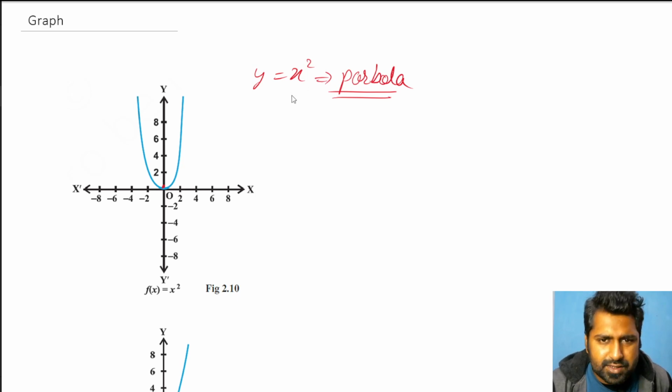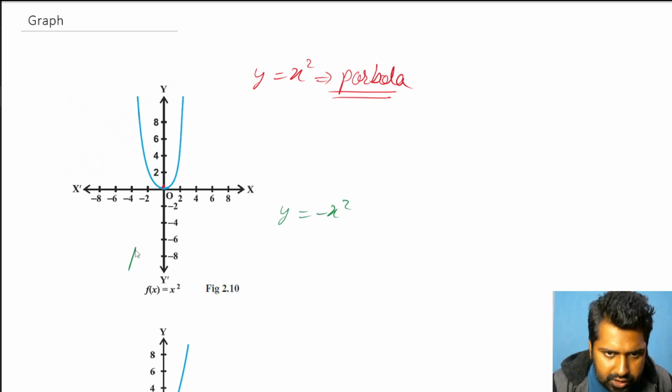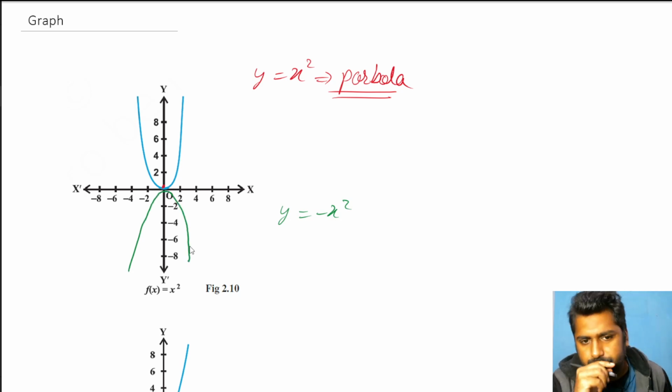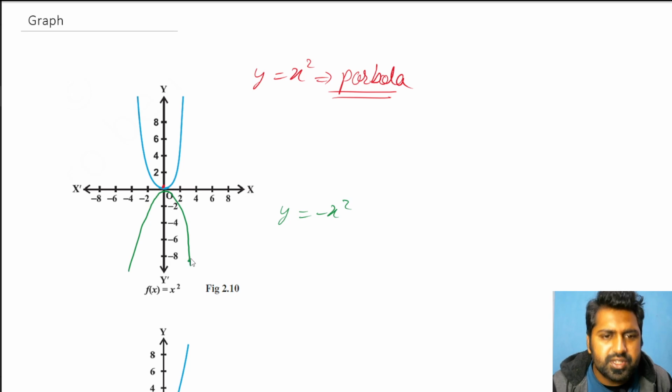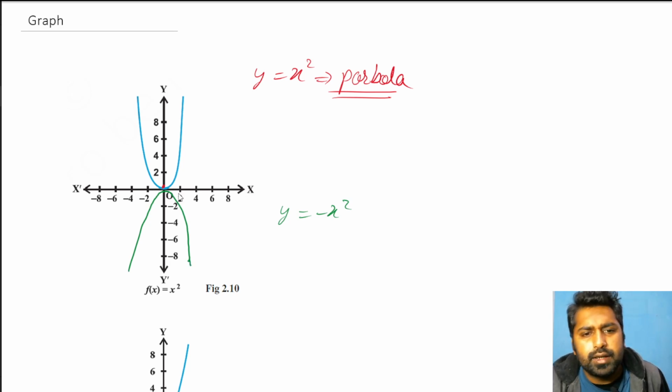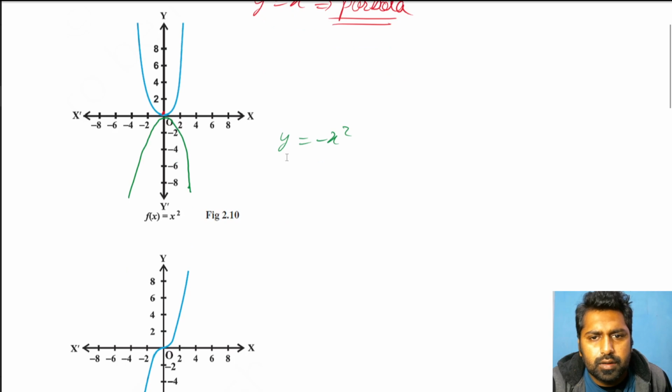We have a specific chapter on this also, but right now this U-shaped curve is called a parabola. Whether this is x square, 2x square, 5x square, any number, doesn't matter. As long as there is a power of 2, it's a U shape. Interesting thing is, what if you have y equal to minus x square? Minus x square will be a shape like this. Same shape but inverted. A negative U shape.